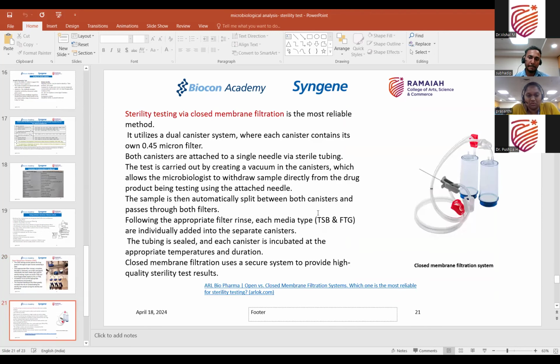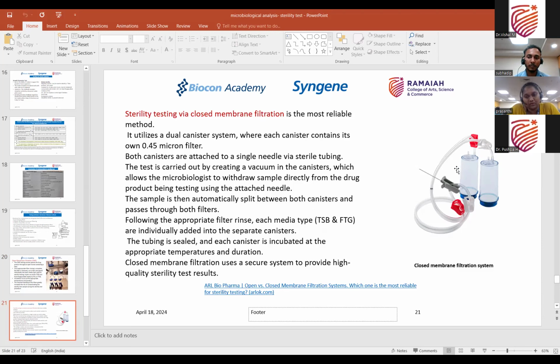That is the open membrane filtration system. There is one more thing called the closed membrane filtration technique. Here you need not take out those filtration discs. After the process of filtration, you can directly add the media into this. That is the reason it is called closed membrane.